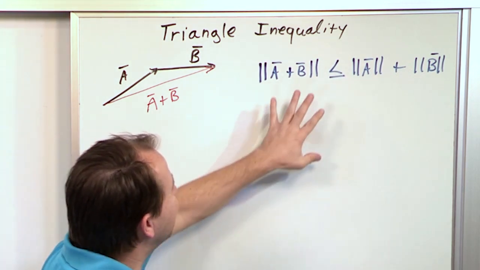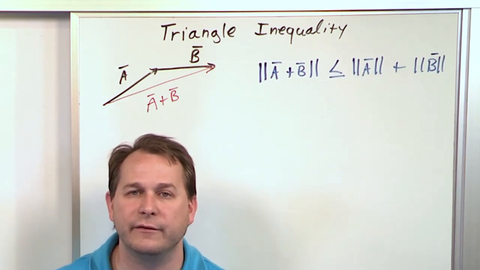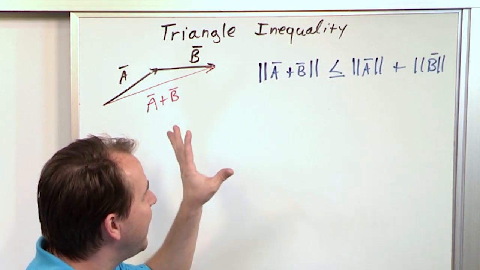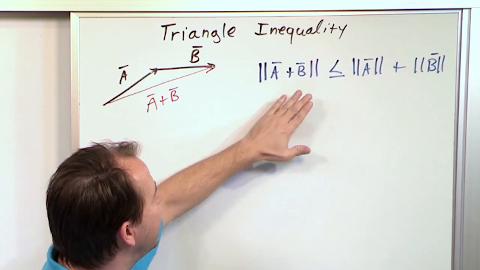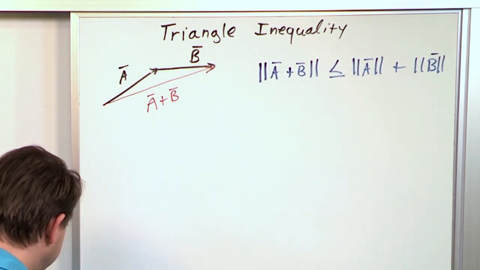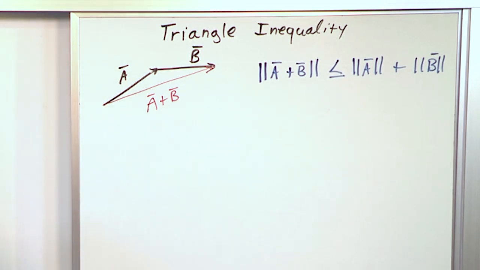So it's always going to be less than if you individually take the magnitudes of the vectors you care about and add up the magnitudes. So what you're doing is comparing numbers. The length of A plus the length of B is almost always going to be bigger than if you take the vector sum and then do the magnitude. That's basically what it's saying. All right? So that's the triangle inequality.